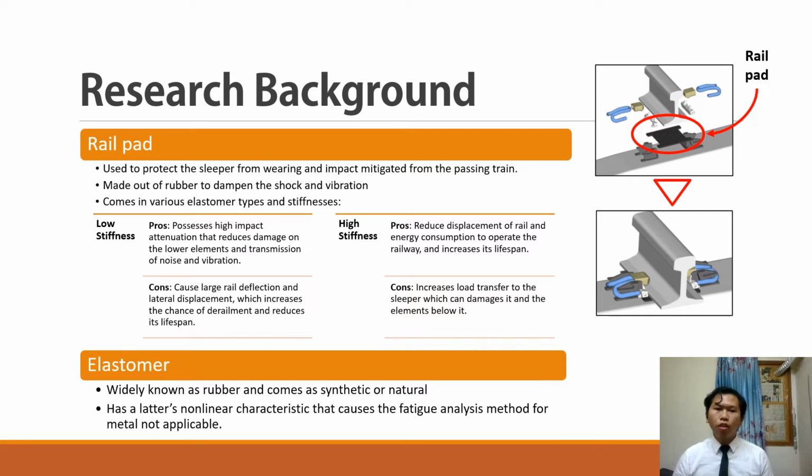For the elastomer, it is also widely known as rubber and comes as synthetic or natural rubber. Also, it has a highly non-linear characteristic that makes the fatigue analysis method for metal not applicable to the material. Or in simple terms, if we divide the railpad into sections, the characteristic of the first section will not be the same as the next section, and so on.